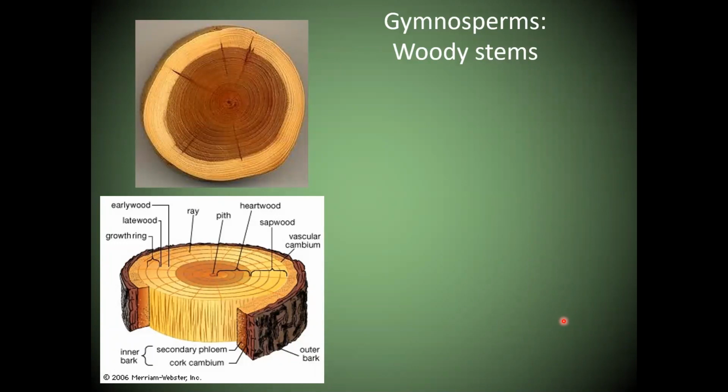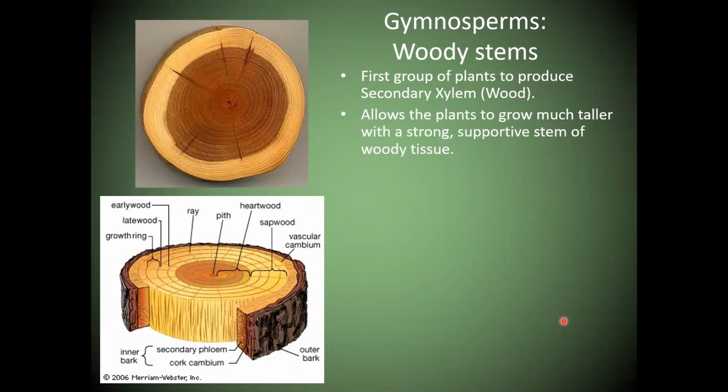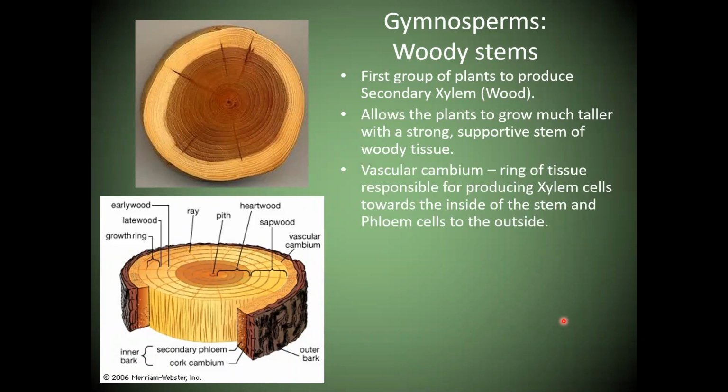We did mention several times the stem, the woodiness. Right now, let's talk about what that means. Again, this is the first group of plants to produce the secondary wood, which is actually coming out of the secondary xylem, right? It allows the plants to grow much taller. Because of this, the secondary xylem is able to provide better strength to the stem, so the stem becomes stronger and can grow taller, right, without snapping in two. So the job of the woody tissue is supportive.